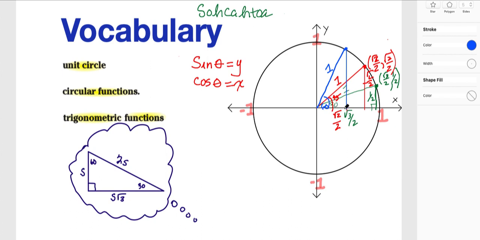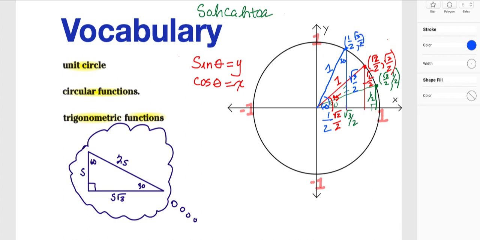The width from here to here, the shortest side opposite the 30 degrees, has to be 1/2. And therefore, this height, this y value, has to be the square root of 3 over 2. So this point has 1/2 as the x value. Cosine of 60 degrees is 1/2. And then the y value is the square root of 3 over 2.